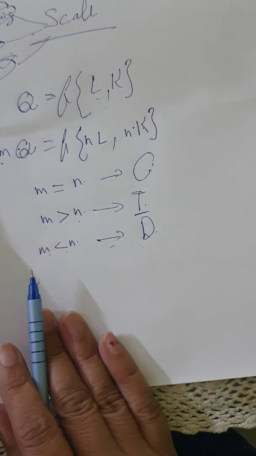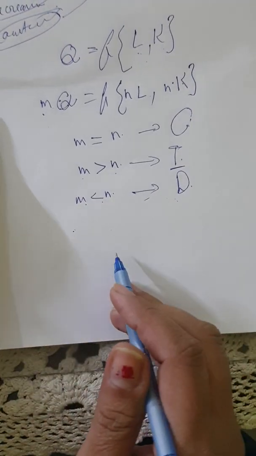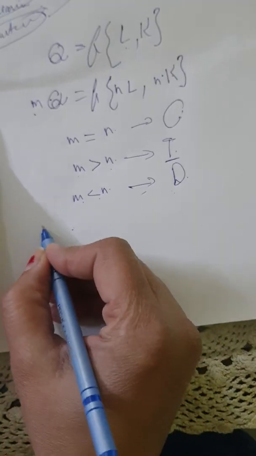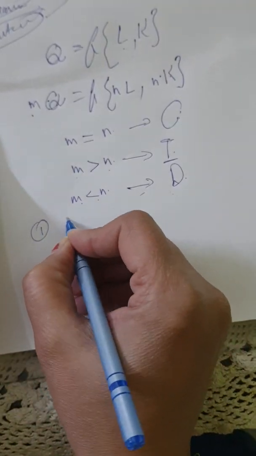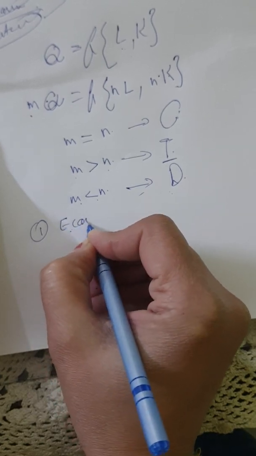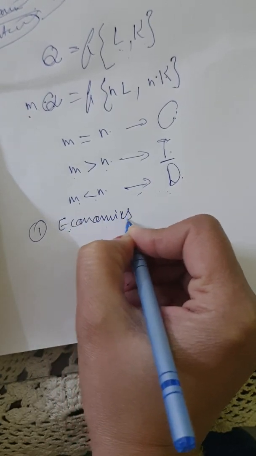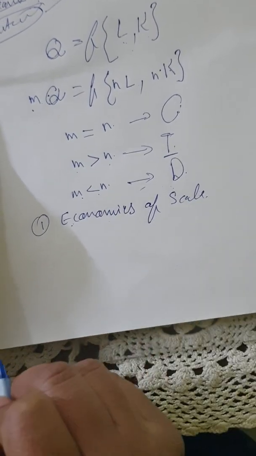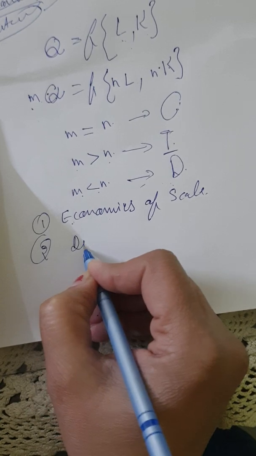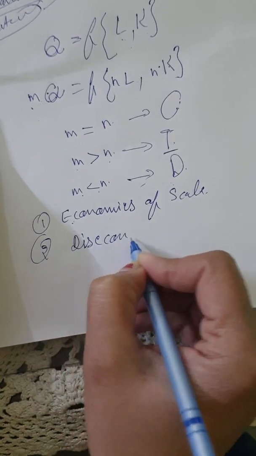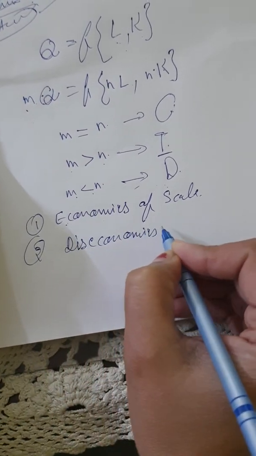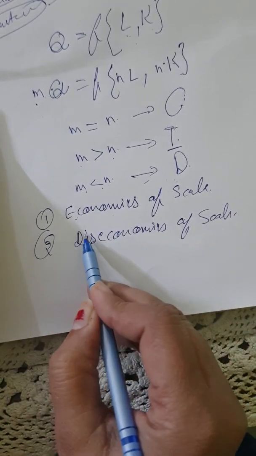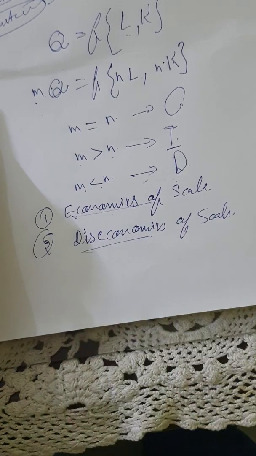But why does it happen? To explain why it happens in the long run, we need to talk about two terms. One is economies of scale, and another term is diseconomies of scale. So what is the meaning of economies of scale and diseconomies of scale?